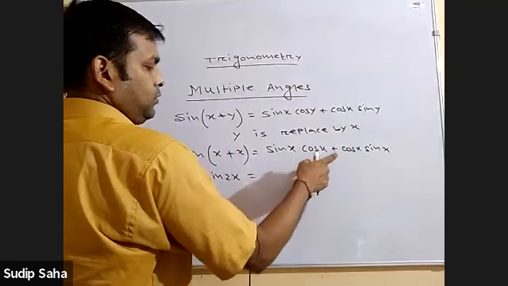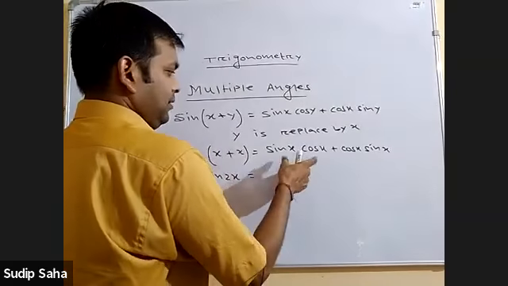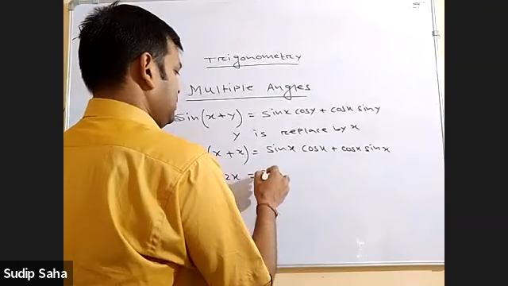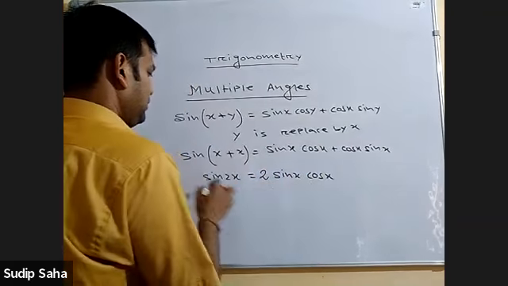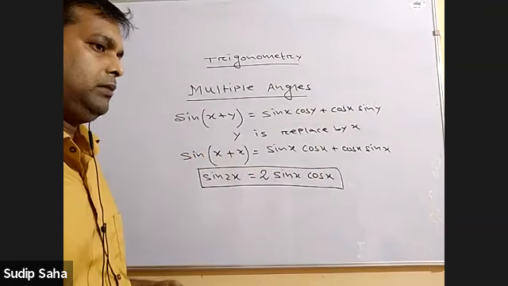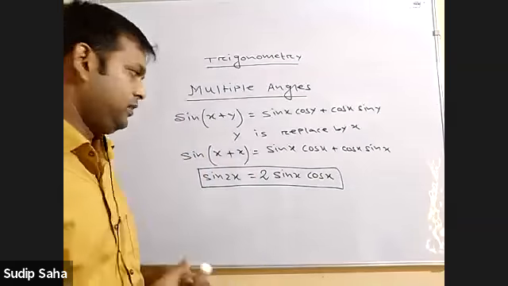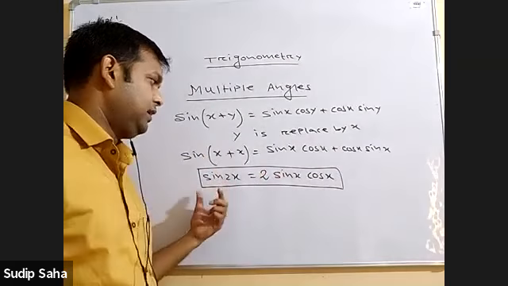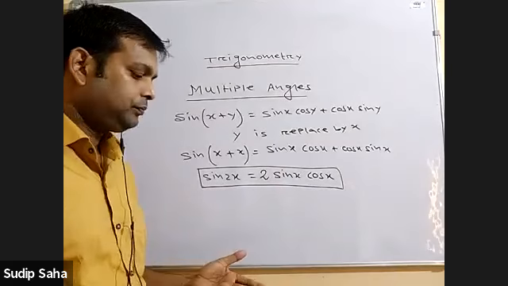The same term is added twice. When the same term is added twice, can I write x plus x as twice x? So sine x cos x plus sine x cos x, what can I write? 2 sine x cos x. Very good. This is a very important formula, multiple angle sine 2x. From now onwards, when I say sine 2x, you have to tell me that sine 2x is none other than 2 sine x cos x. Am I clear? Yes, sir.